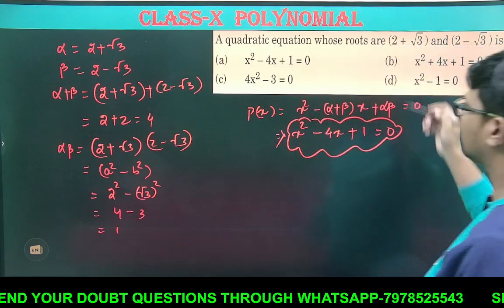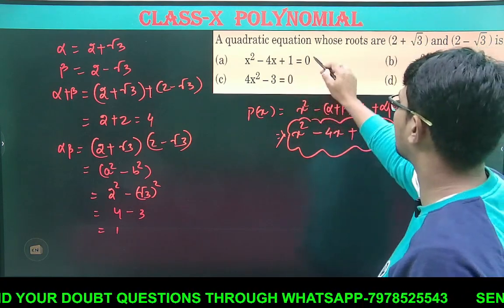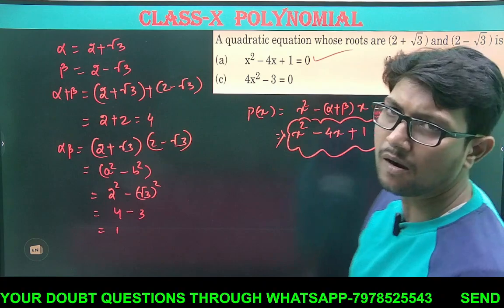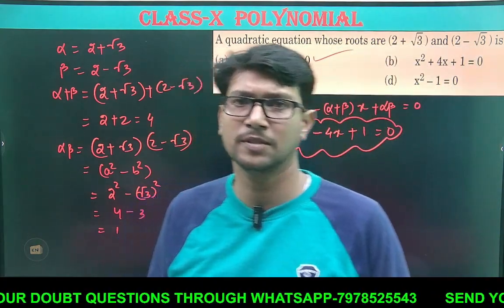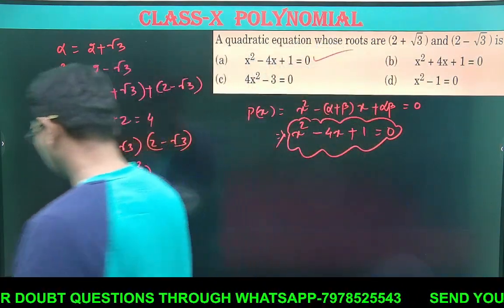Check which one matches: x square minus 4x plus 1. The first option is the correct answer. Okay, everyone, I hope this is clear. Let us move to the next question.